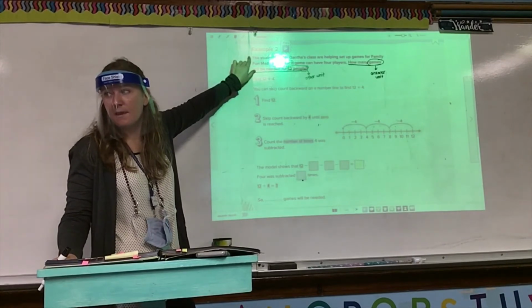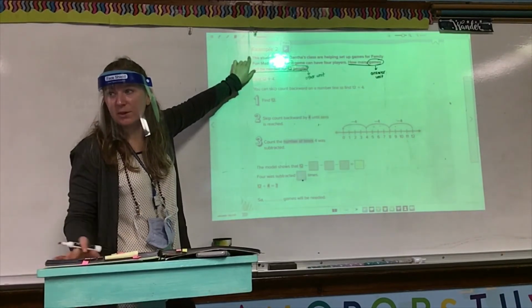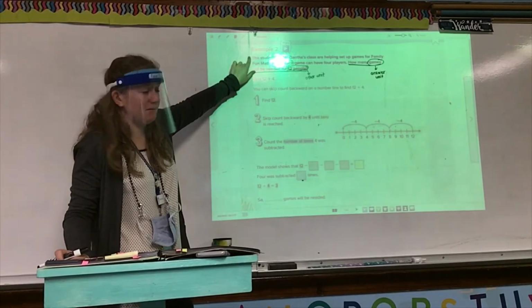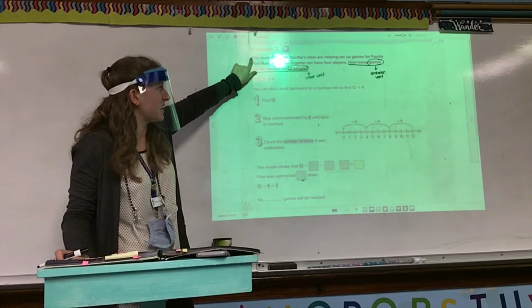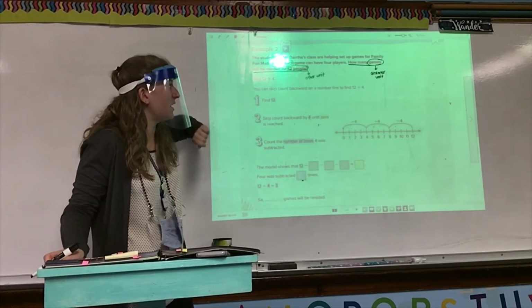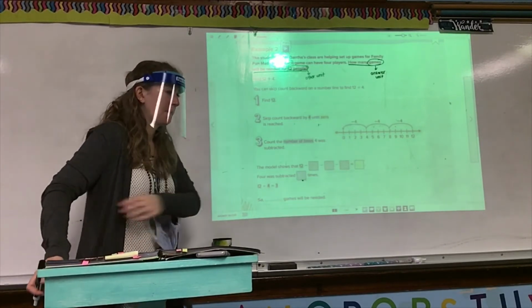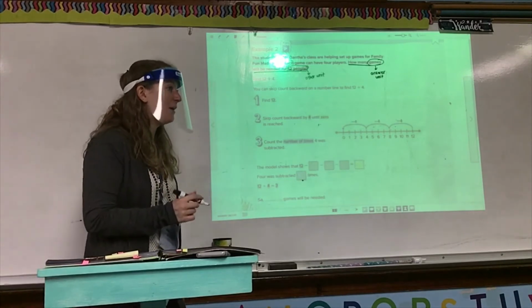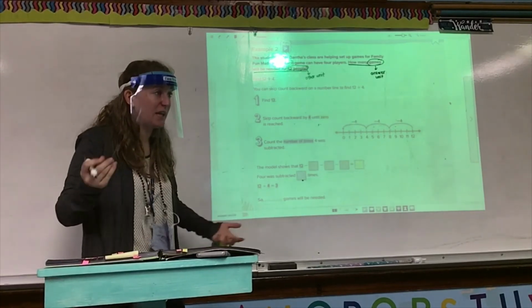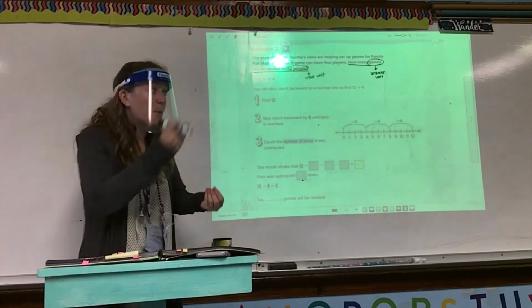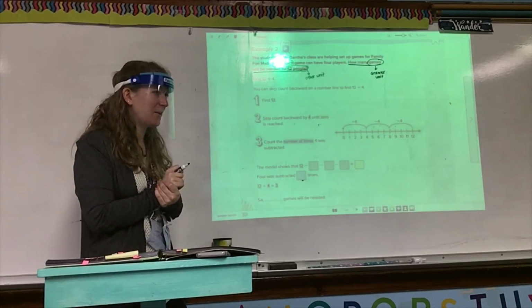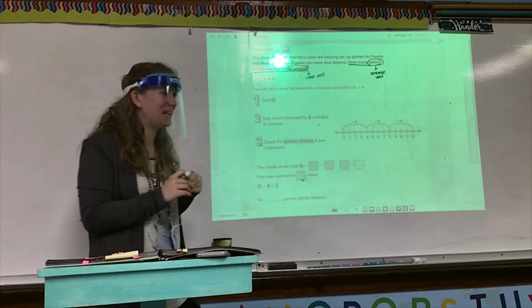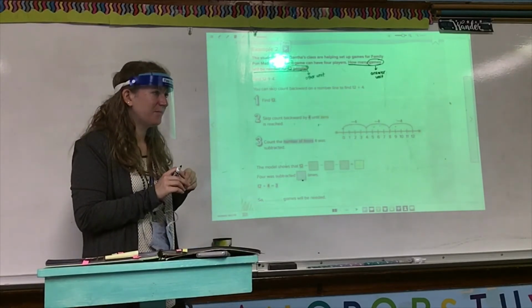Kingston, head up. Scoot your chair in so that you can't put your head down. Is there a number in this problem that represents games? Zadie? No. No, but there is a number that represents what? How many people? How many players or people? Because we know players are people who play games. So what has to be our other number in our equation? We have 12 people and what?